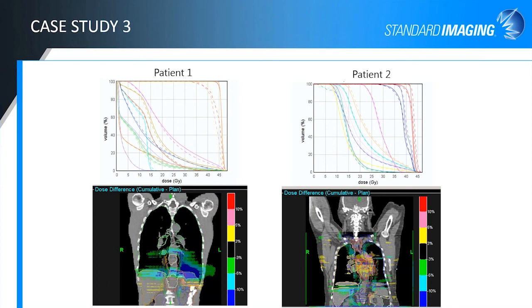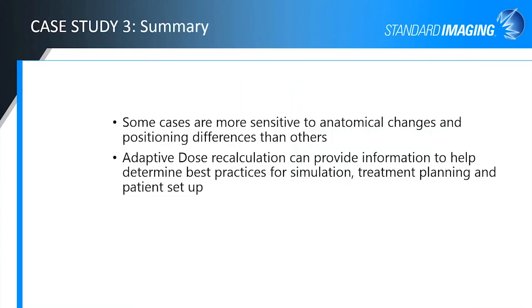especially when those anatomical changes are seen daily. So I think that a real value add is the fact that you can take a look at this and make determinations on what we need to do to make our setups more consistent, our plans more robust. And just to summarize, some cases are more sensitive to anatomical changes and positioning differences than others, and the tool provides information to help determine best practices for simulation, treatment planning, and then daily patient setup and image registration.